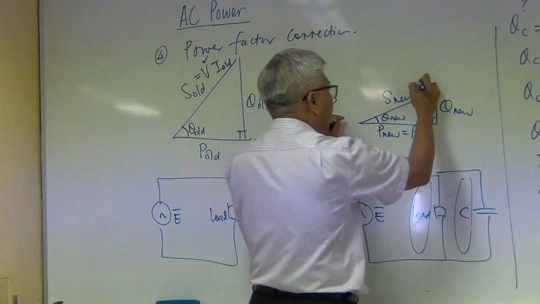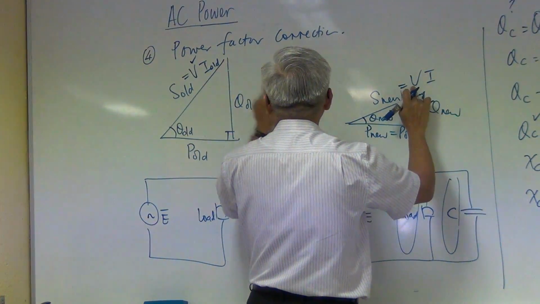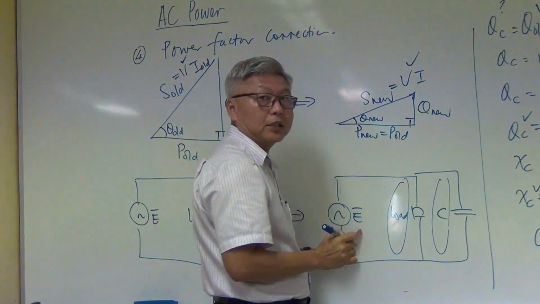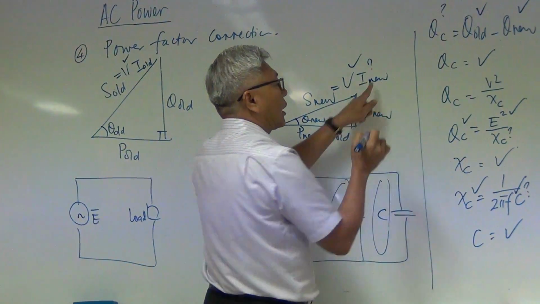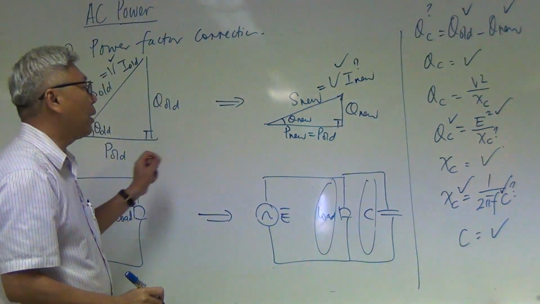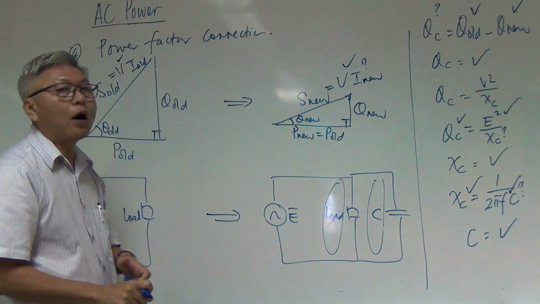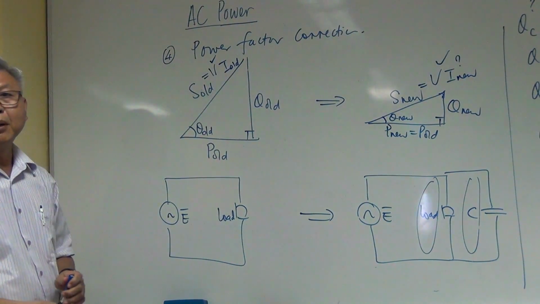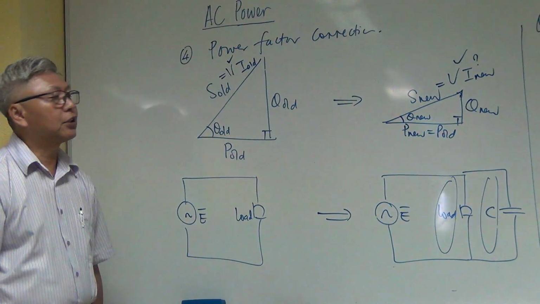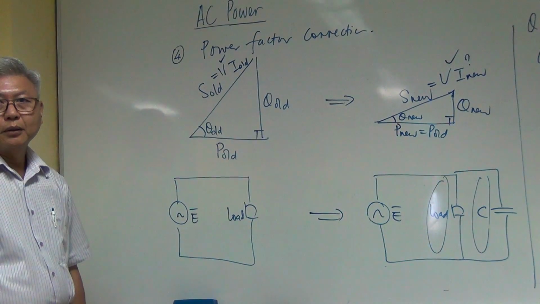Power is equal to V times I as well. And my V is still the same V. Same V, I didn't change. So who changed? My current changed. By improving my power factor, I actually draw out a smaller amount of current. Drawing out a smaller amount of current, and that is what power factor correction is all about.